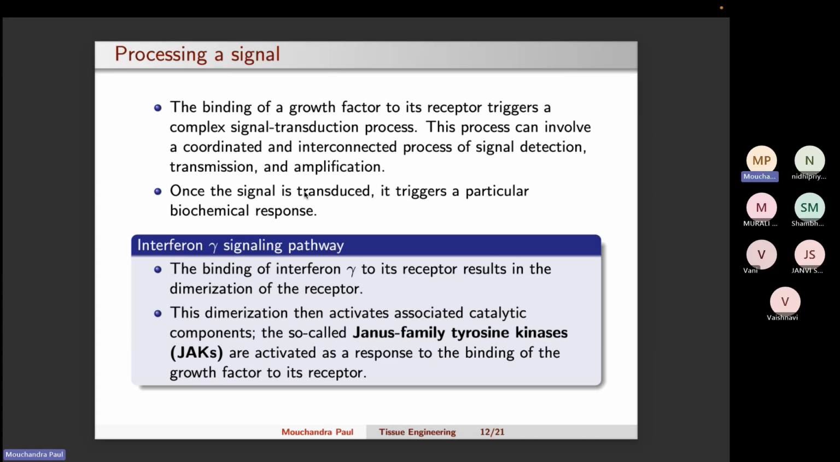So once the signal is transduced, it will trigger a particular type of biochemical response. So a biochemical pathway will begin. Let's take an example in order to understand how signal processing is happening inside the cell.